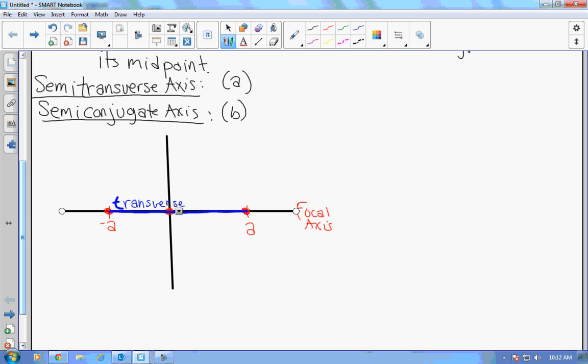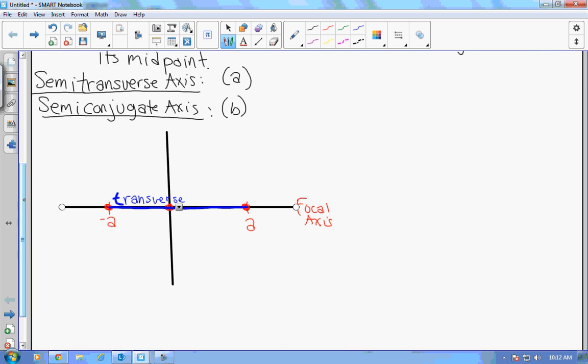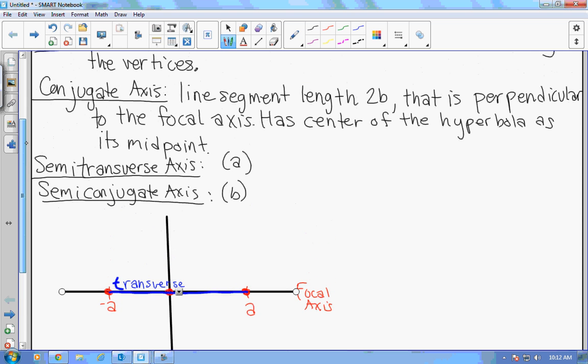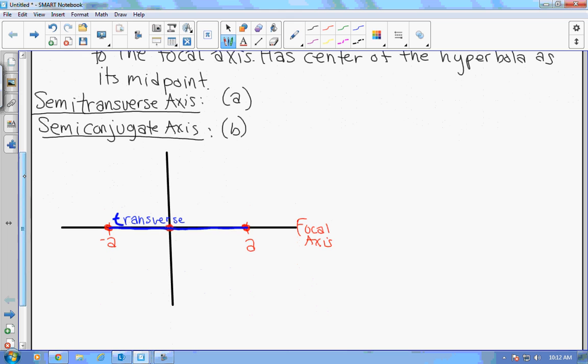Okay, now the conjugate axis is perpendicular. It goes through the center, and it has a line segment of length 2b. So make this one shorter. There's b and negative b. Make that shorter, just shorter than a.